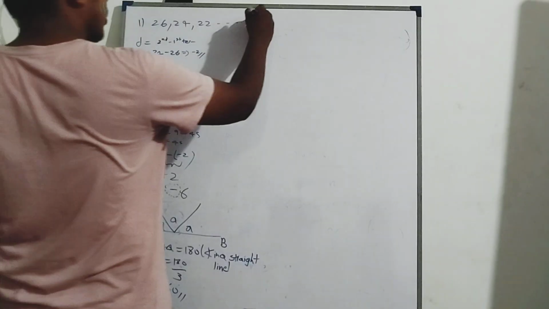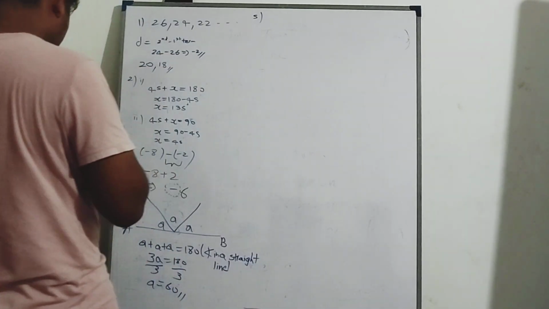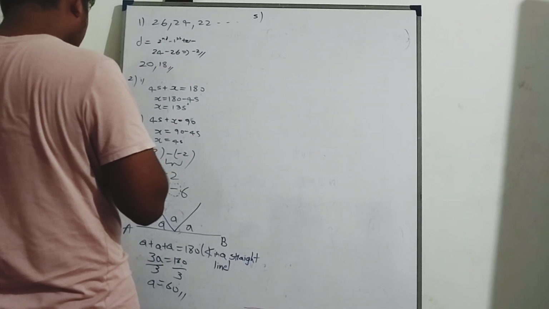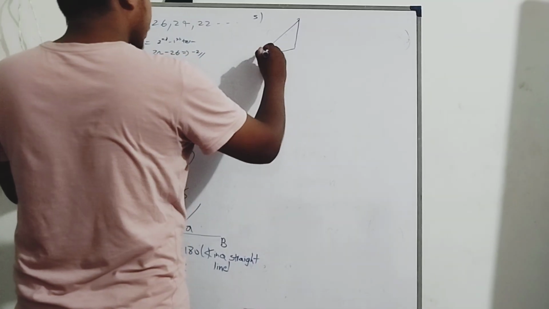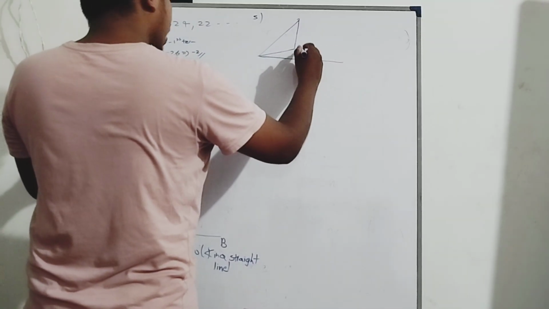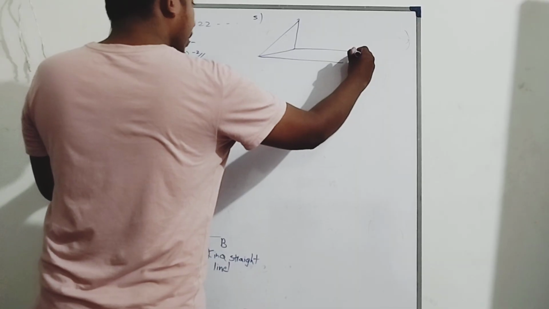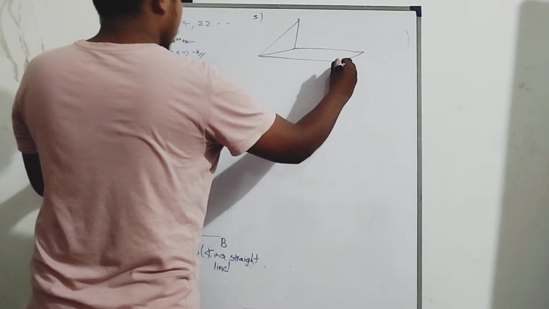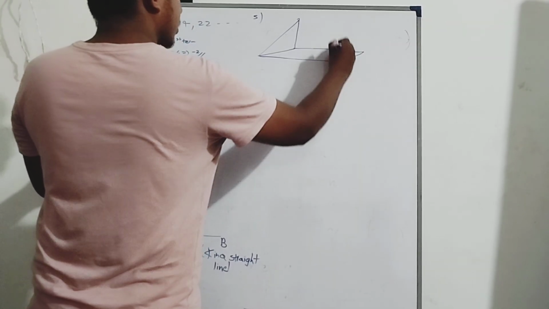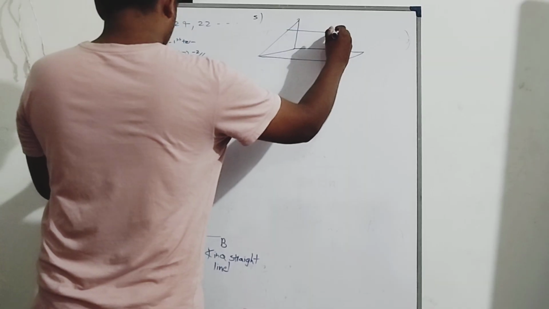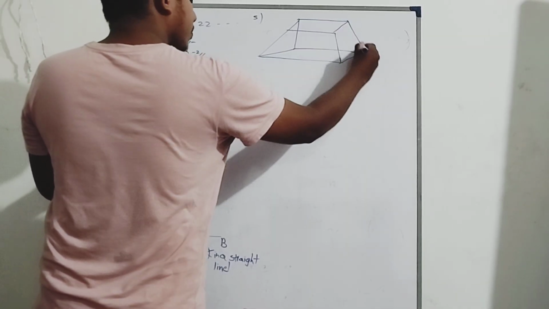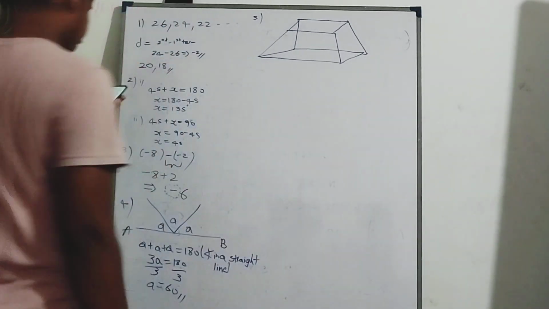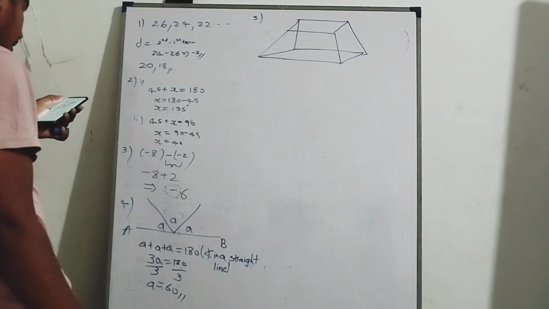Question number 5. Find the number of edges in the following figure. They have given a figure here. So the figure is something like this, which has been given in the paper. There, you can see the question in the paper. So they are asking, find the number of edges.